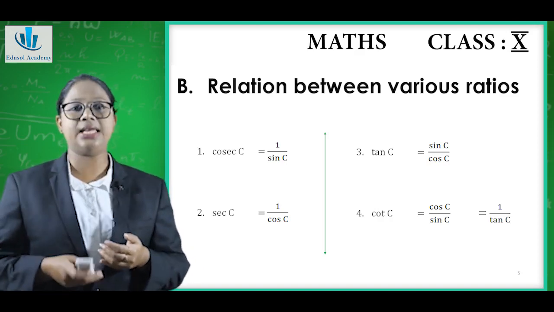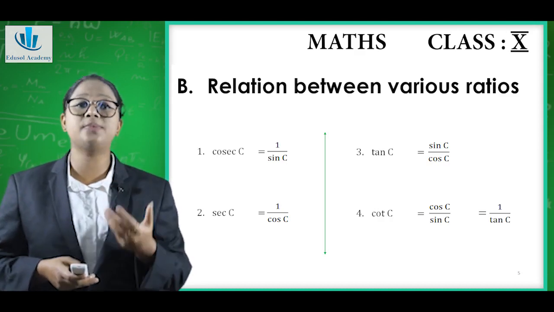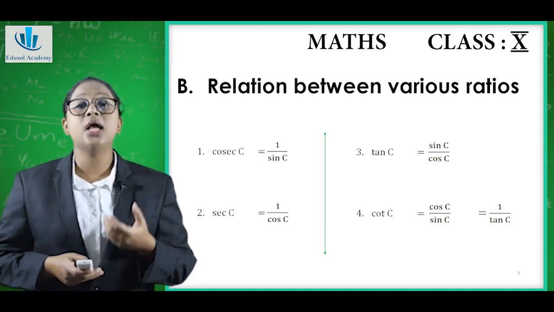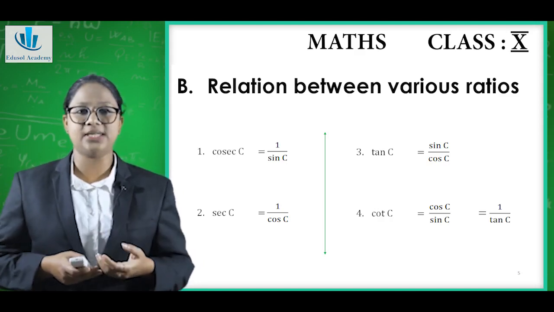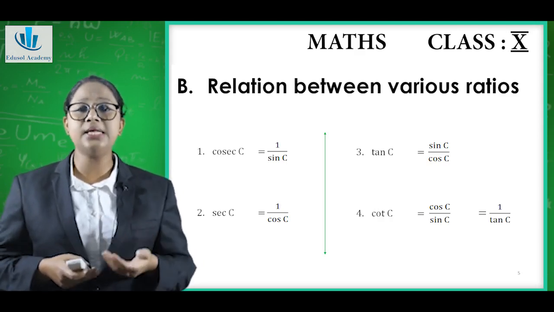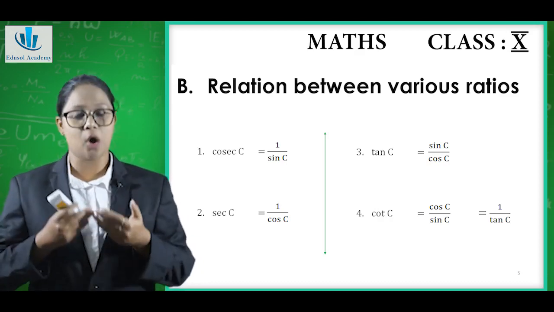Now, cosec C. Let's revise the definition of cosec. Cosec is the ratio of hypotenuse by opposite. And what is sine? Sine is opposite by hypotenuse. Cosec is hypotenuse by opposite.